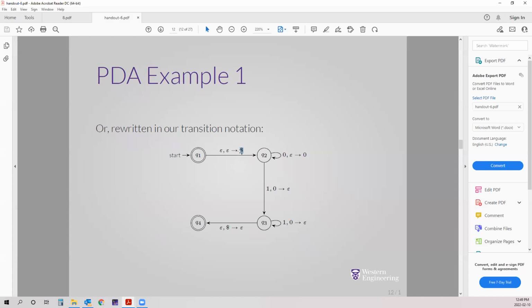So at the beginning, we push the dollar sign, which is the bottom of the stack. Then we start reading a 0. We push zeros to the stack. Once we receive a 1, we pop a 0. That means when epsilon is after the arrow, it's a pop. If the epsilon is before, it means it's a push. Then we'll keep popping the zeros. If we have no more input, and we only have the dollar sign, then the number of zeros is equal to the number of ones. Then we end and accept, which is a final state.